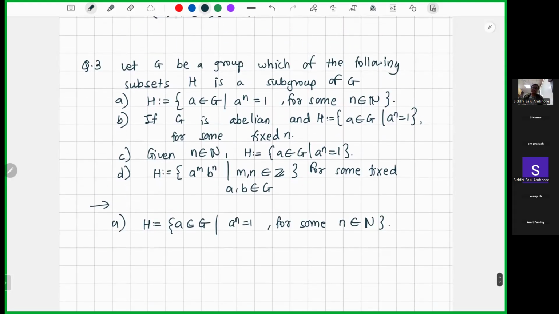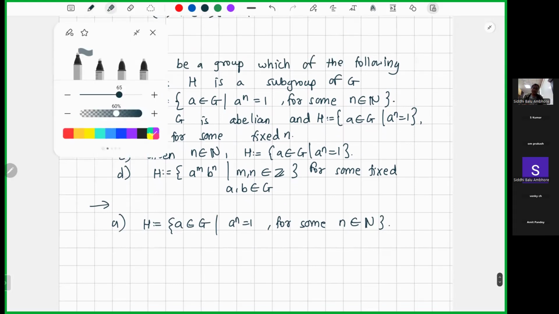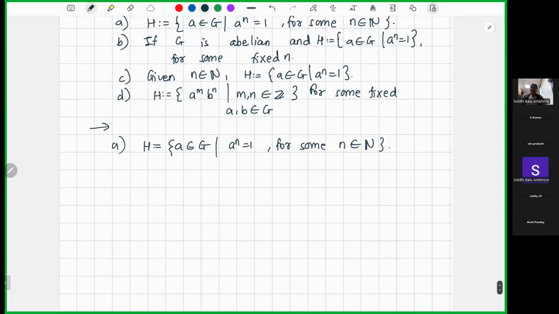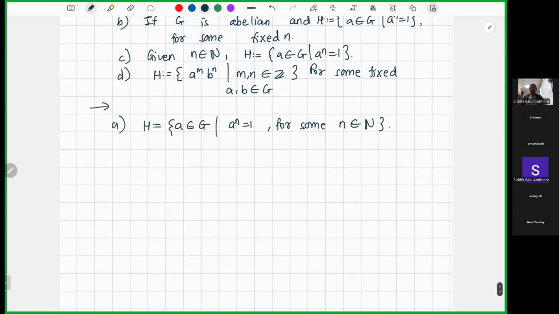Okay, G is given just as a group. They have not said whether G is finite, infinite, or anything. They just said that G is a group, and H is just the subset which collects all the elements of finite order. So this definitely contains E, the identity of the group.